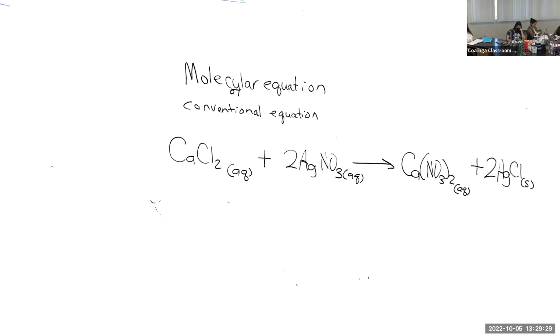Okay, so we have the conventional equation. The first thing that you always want to do is make sure that it's balanced. Is it balanced? What do you mean by no? If it's no, then what do I need to do to fix it?